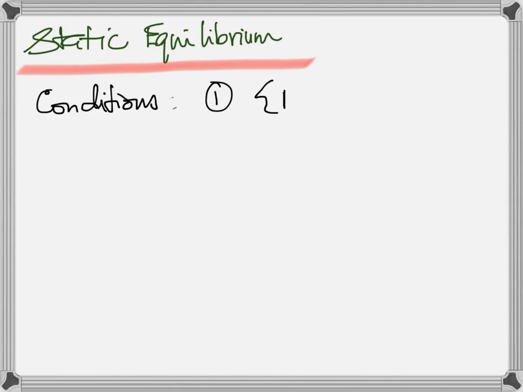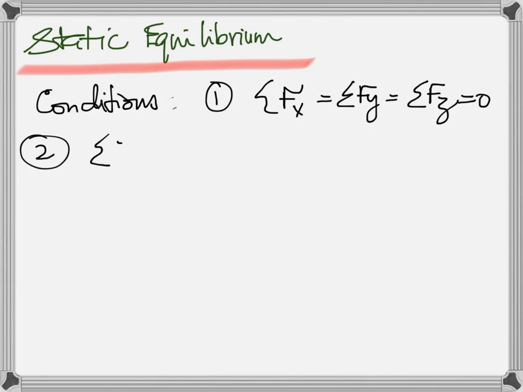Condition number one, net force must be zero. That means net force along the x-axis, along the y, or the z. Whatever axis you take, the net force must be zero. I know we were talking only about the y-axis in all these problems, up and down, but it's true for anything.